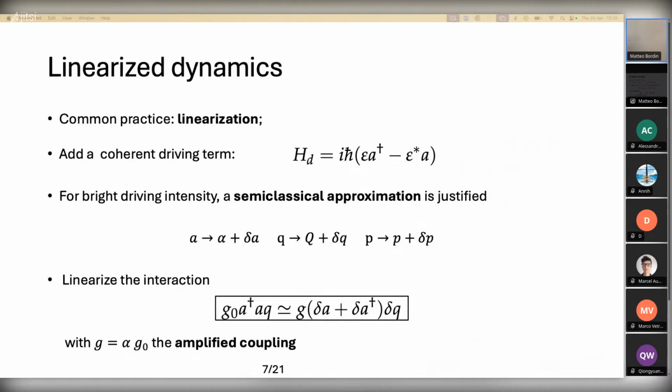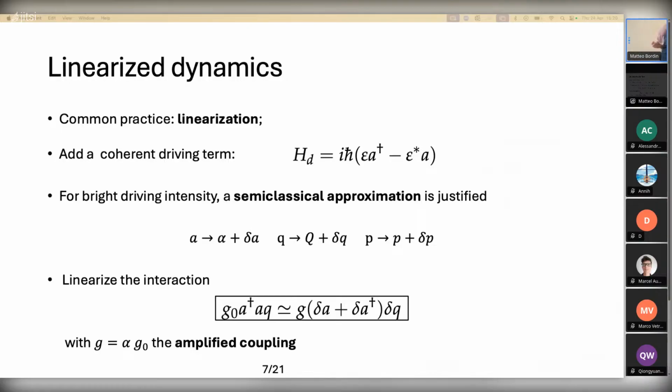So we do the mean field approximation, and alpha is the mean field, the semi-classical amplitude. That does something very interesting: it amplifies the coupling. G becomes alpha times g naught. So alpha can increase the coupling strength by orders of magnitude. That's why it is common practice to have this coherent drive. There's also a price to pay.